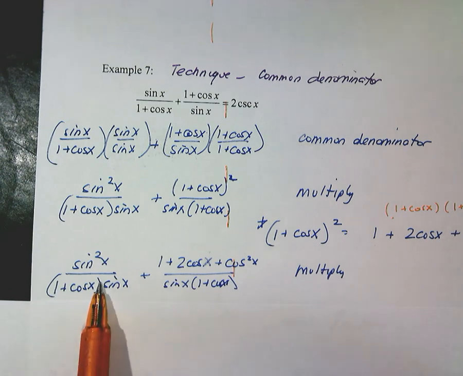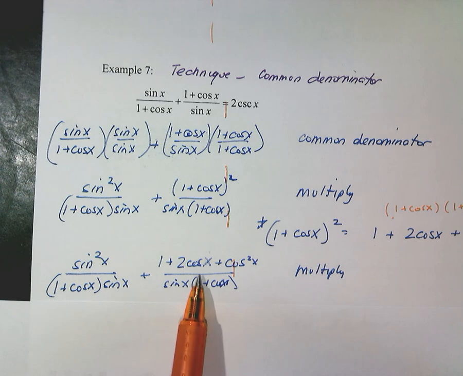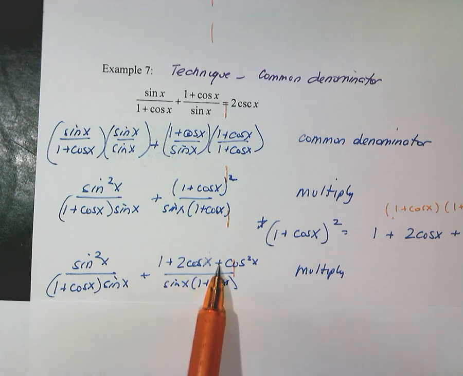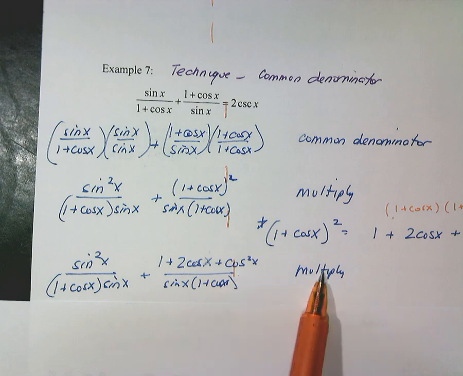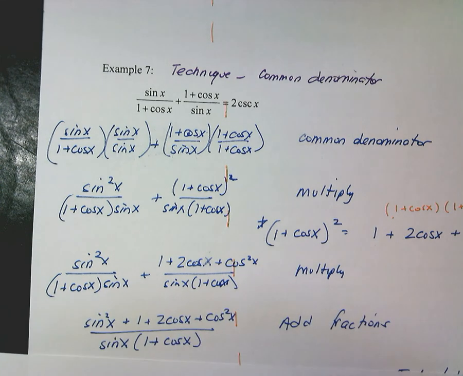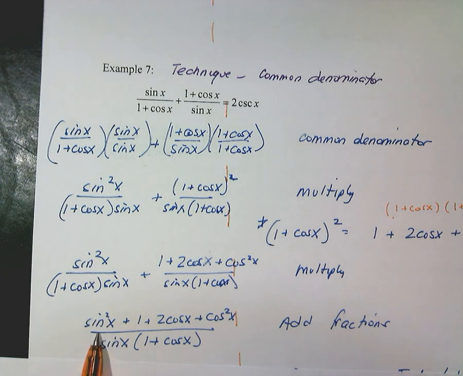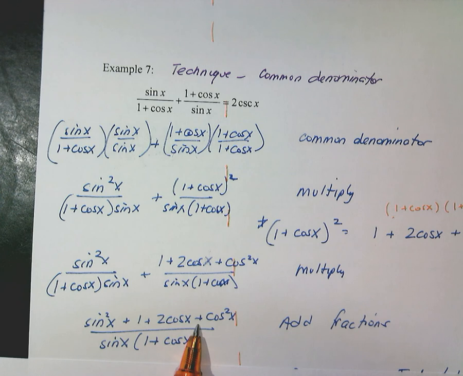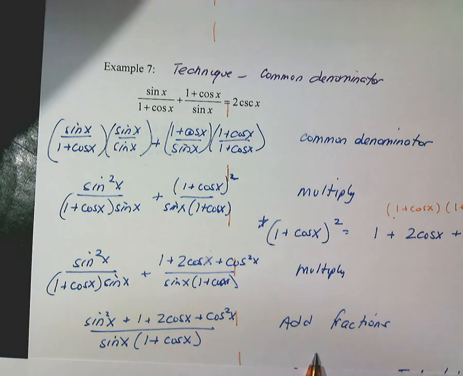The first fraction is the same. The second fraction I expand into 1 plus 2 cosine x plus cosine squared x. So I multiplied to get that. Now since I have the same denominator in both fractions, I can combine the numerator. Sine squared x plus 1 plus 2 cosine x plus cosine squared x. So all I did was add fractions.